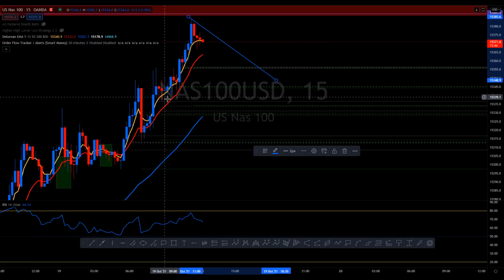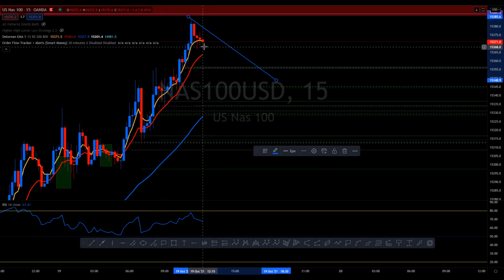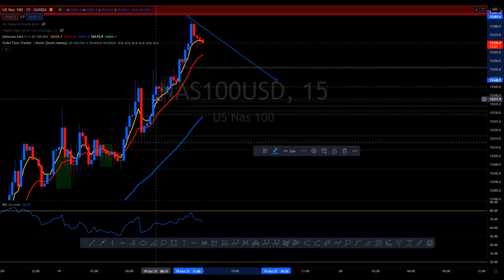So on the side note here, looks like the yellow EMA is starting to curve. As soon as it starts to curve and push down to here, that means the downtrend is getting stronger. Yeah, it's starting to curve a little bit now. This candle holds and pushes down. So yeah, it's starting to curve right now.